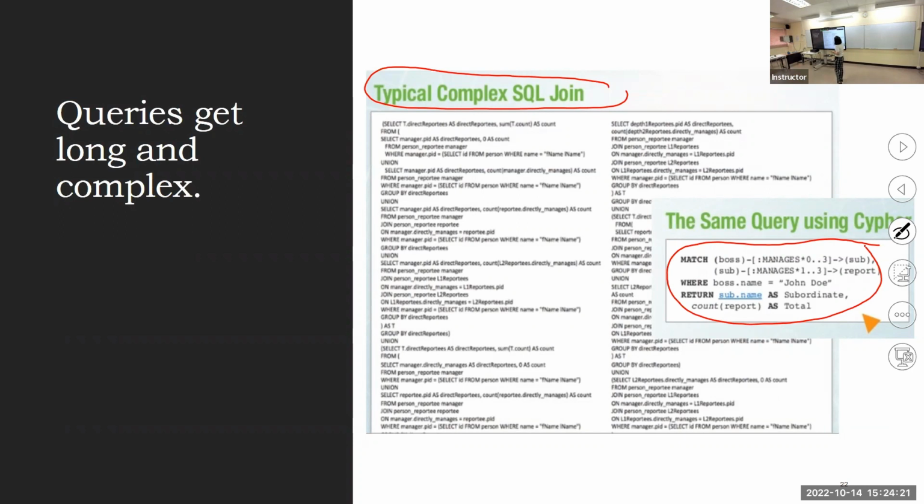And this one is to find who reports to John in terms of employee and supervisor, boss and subordinate relationship, and count how many of these subordinates John has.